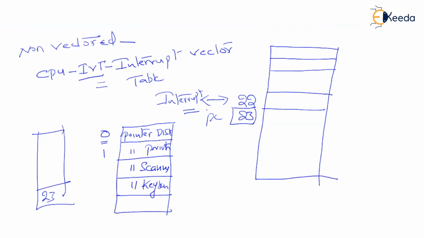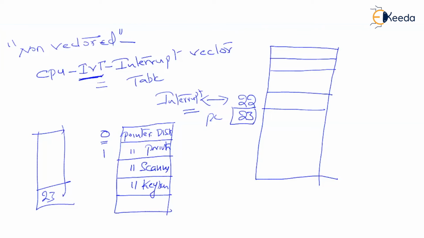So here what the CPU does is, of course, push the program counter value into the stack and save all the register values. Then it cannot ask the interface because it's a non-vectored interrupt. The interface will not provide any service routine's address. So it will go to the interrupt vector table. In the interrupt vector table, there are all the pointers to those service routines. This is a pointer to the disk service routine. It's a pointer to the printer service routine. So the CPU will go and poll this.